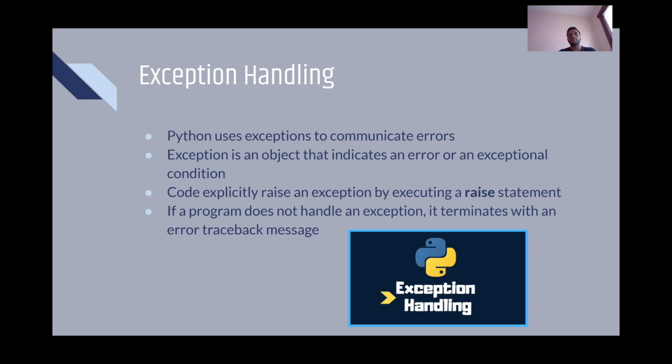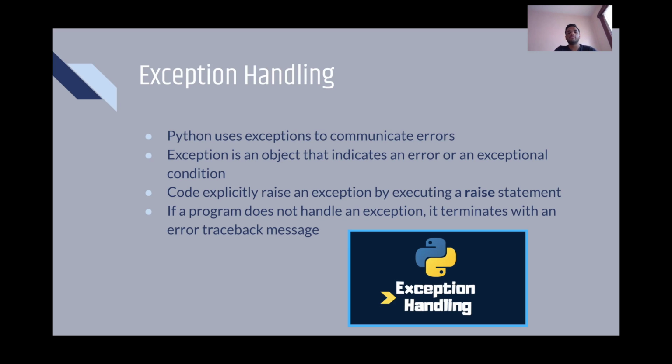So, exception handling. Python uses exceptions to communicate errors. An exception is an object that indicates an error or exceptional condition. Anything that Python cannot handle, or that looks completely wrong, it will throw back an exception, because it indicates there's an error.